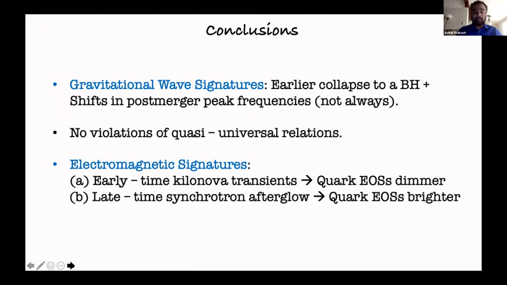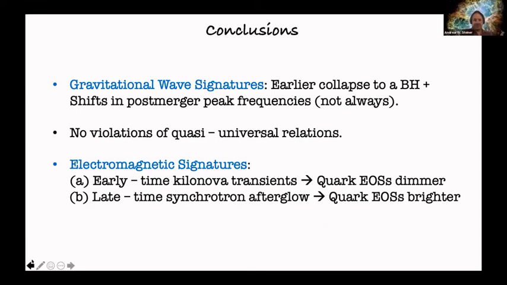And finally, I talked a little bit, very cursorily, about electromagnetic signatures, wherein I mentioned that for early time kilonova transients, the quark equations of state produce dimmer transients, whereas for late time synchrotron emissions, the quark equations of state produce brighter afterglows. So with this, I will finish my talk and I'll happily accept questions. I hope I did not overstep the time. No, you're great. Thank you very much.